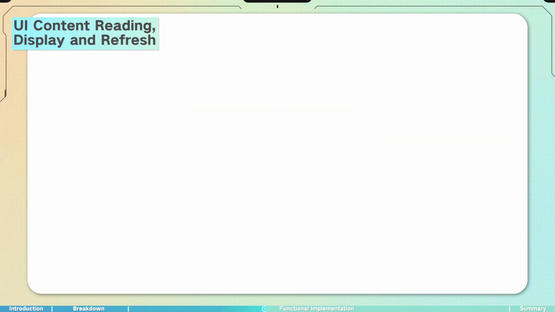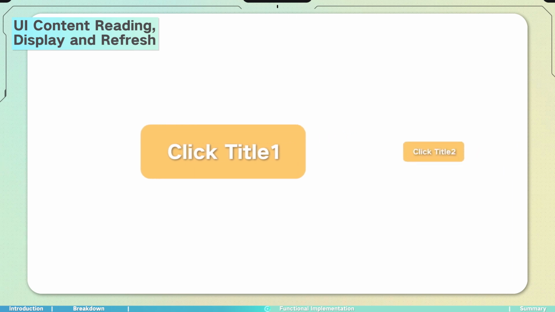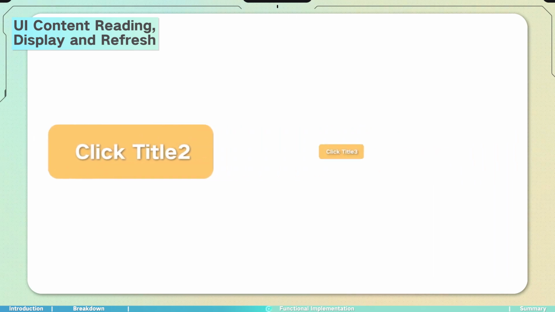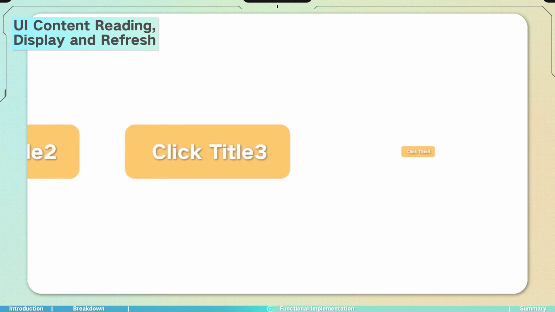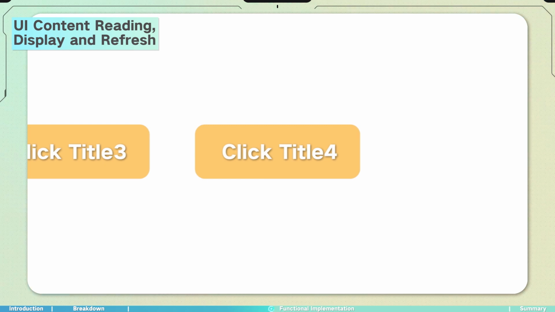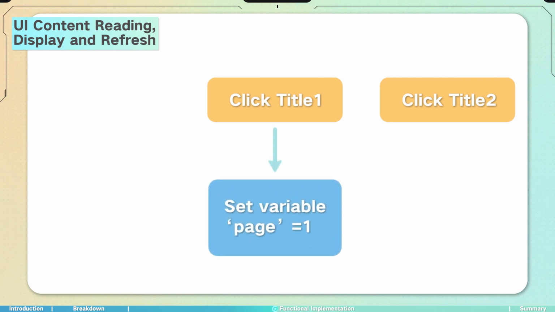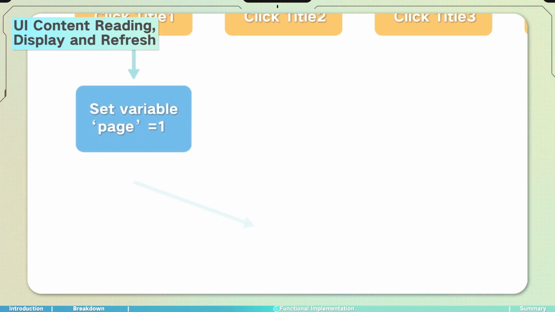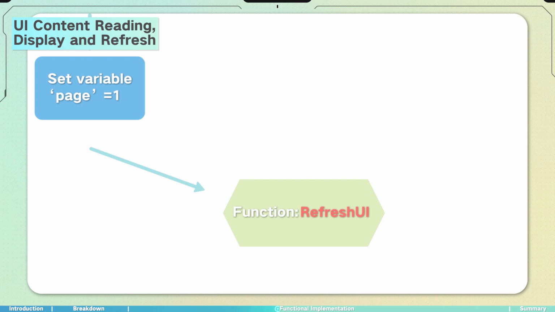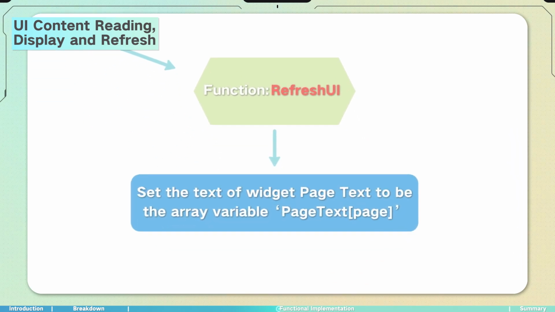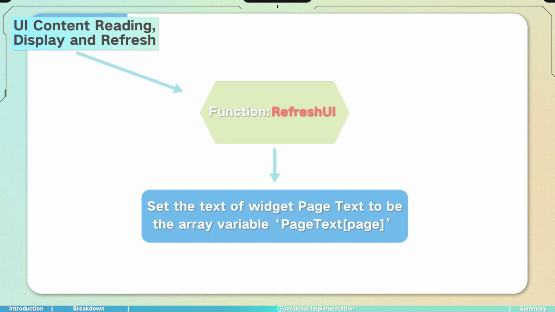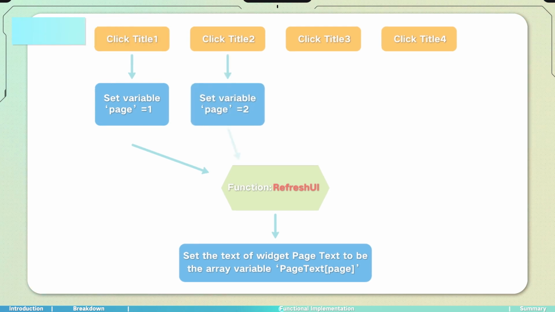Now, we create 4 new triggers. Click title 1, click title 2, click title 3, and click title 4. In trigger, click title 1, the players click title 1. We set the variable page to be 1, then call the function refresh UI to display page 1 to players. The remaining 3 triggers are of the same logic.